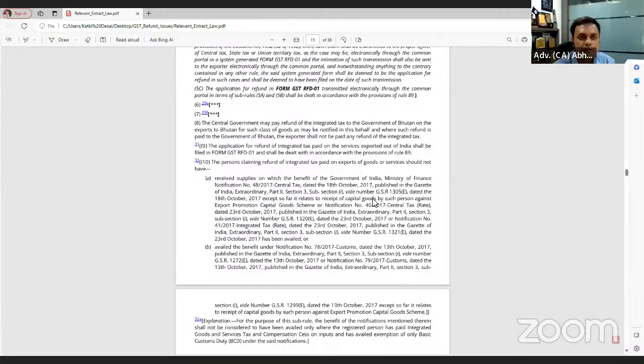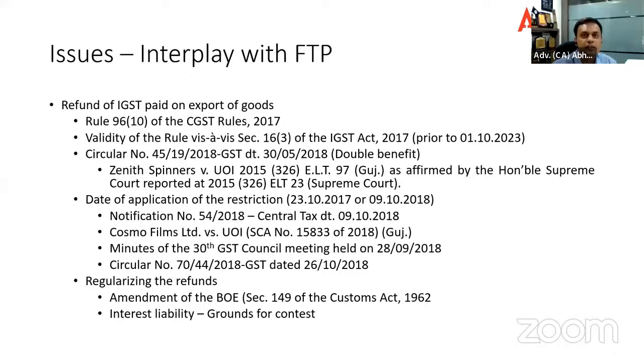So with this background, let me take you through the issues. So what is the first issue that is important for discussion? First is the validity of this sub-rule 10.